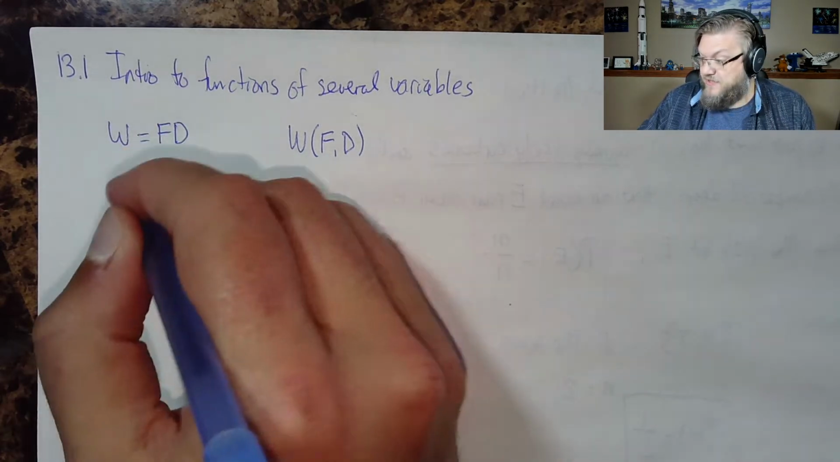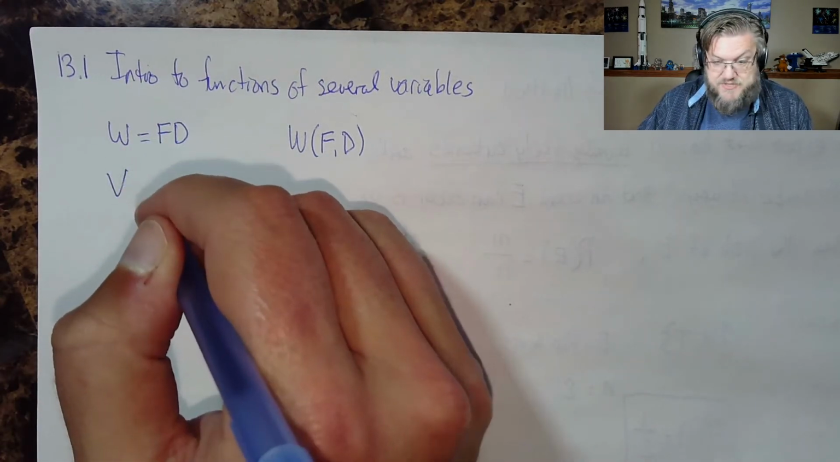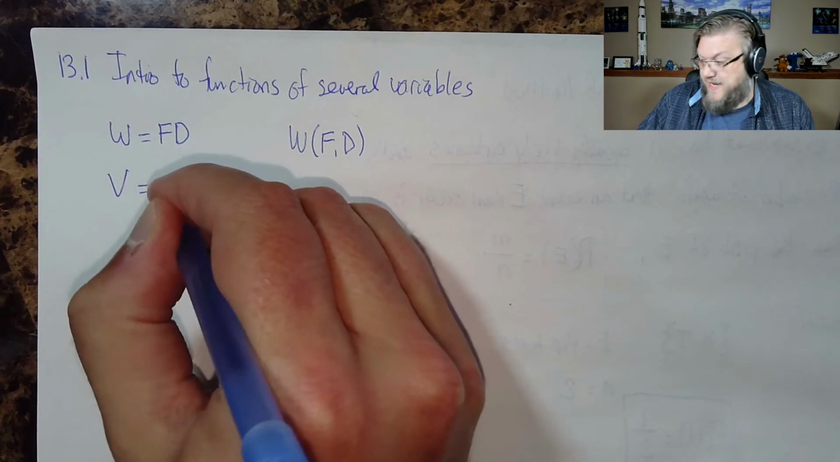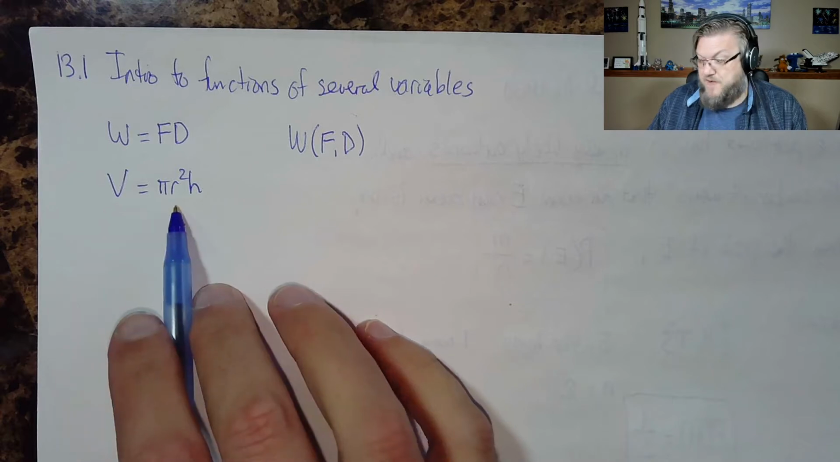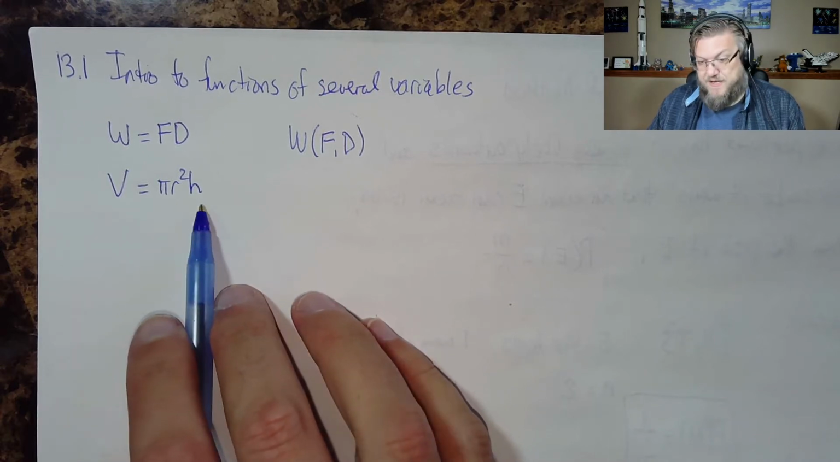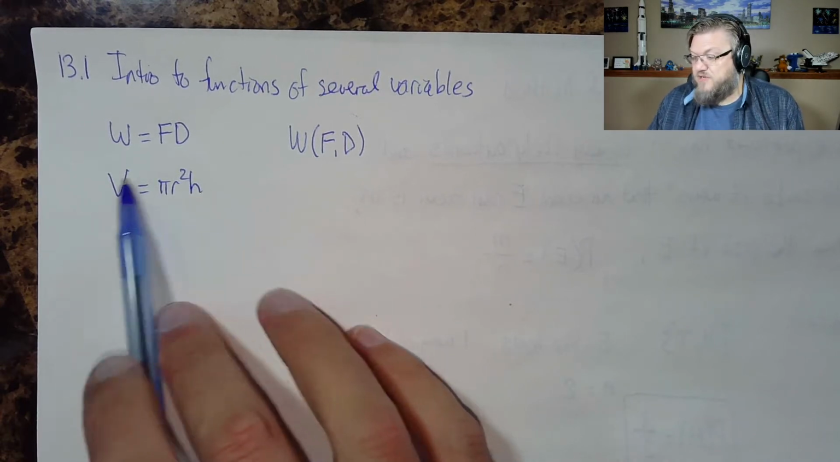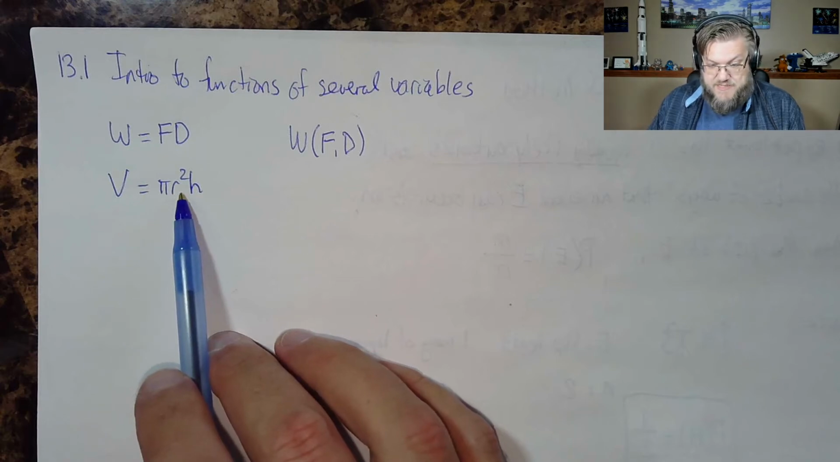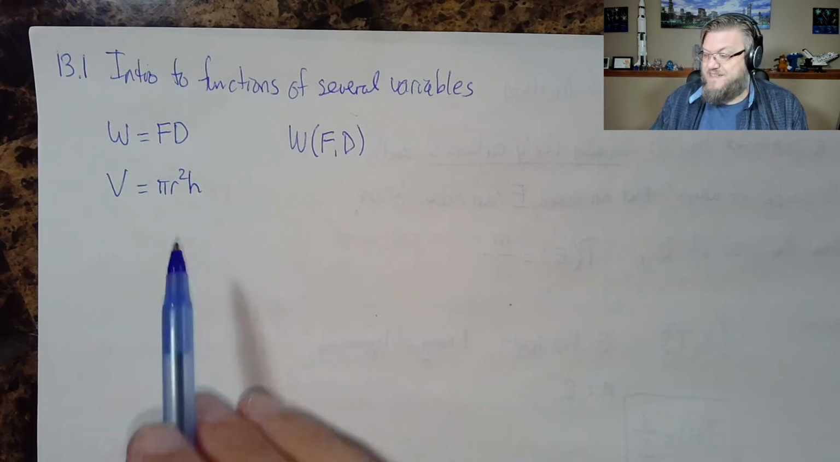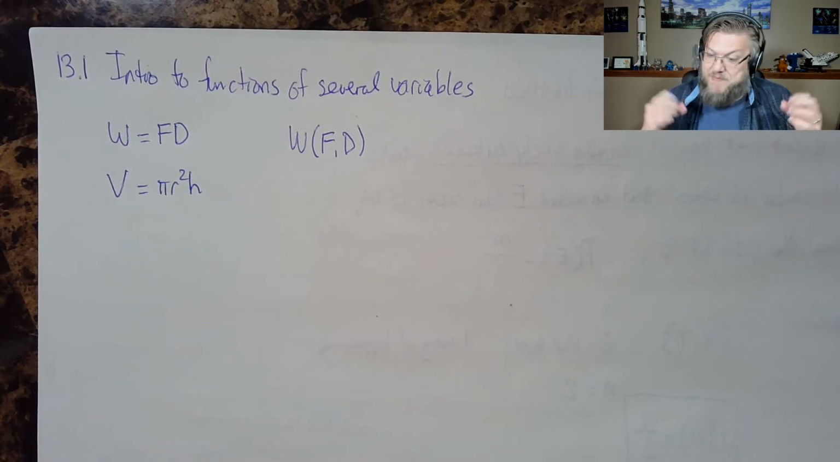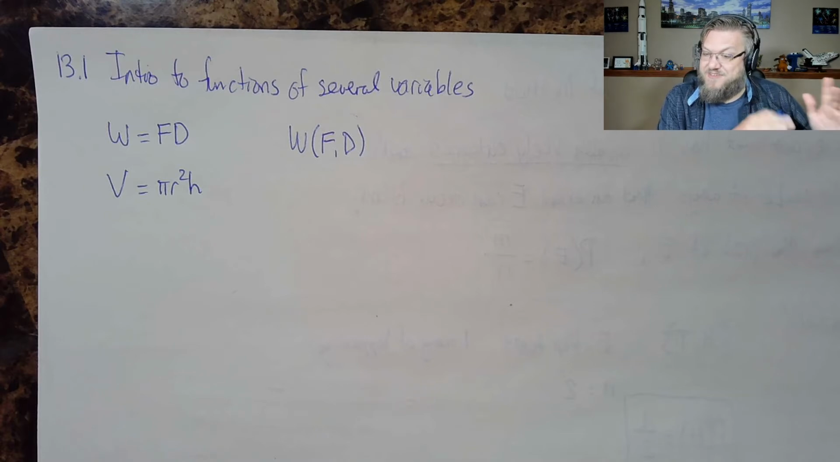You have the volume of a circular cylinder, that's pi r squared h. So again, volume here is a function of 2 variables, radius and height. Now, you've worked with these and even done calculus with these, but it was always some simplification that didn't allow r and h to be independent of one another. So you could still use your single variable calculus in Calc 1.